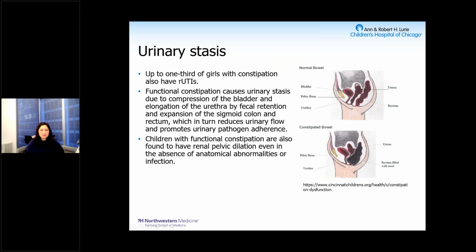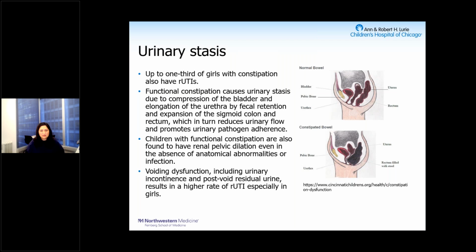Children with functional constipation have also been found to have renal pelvic dilations, even in the absence of anatomical abnormalities or infections. So really that increased pressure in the bladder can perhaps cause backflow into the kidneys as well. And voiding dysfunction, including urinary incontinence and post-void residual urine, then results in a higher rate of recurrent UTIs, especially in girls.